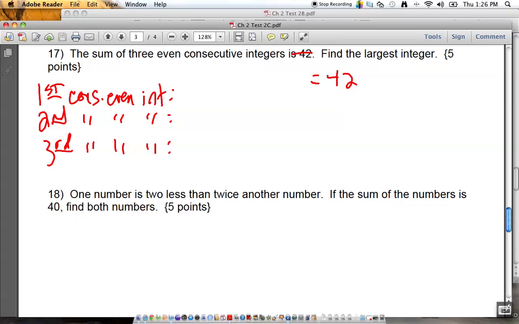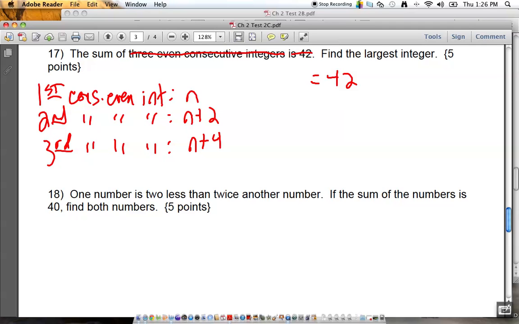What's the first one always going to be when you don't know what it is? X, or whatever. I'm going to go with n. Now, if I go from one even integer to the next even integer, how much did I have to go up by? 2. If I go from one integer to the next integer, it's 1. If I go from 1 to the even, I have to skip the odd, get to the even. So that's n plus 2. And then what if I go to the next one after that? N plus 4. So now I did the 3 consecutive even integers.